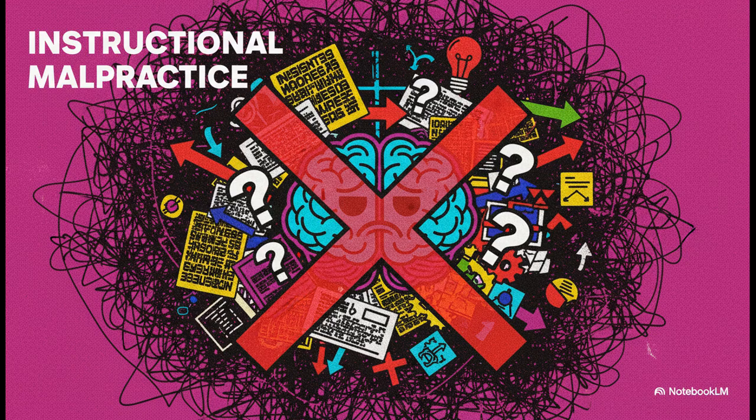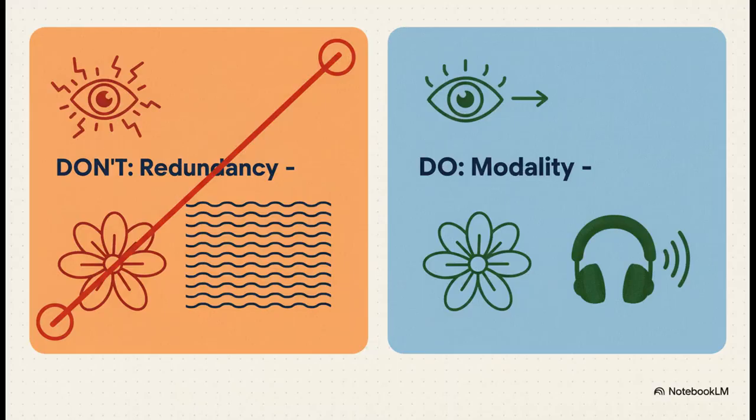Let's look at two of the biggest mistakes people make. First up, the redundancy effect. This is when you show a complex diagram and then you also put a giant paragraph of text on the screen describing that same exact diagram. Now you're forcing your eyes to read the text and process the image at the same time. It's a traffic jam in your visual channel. The solution, the modality principle. Show the diagram, but speak the explanation. Now you're using both channels perfectly. Visual for the image, auditory for the words.